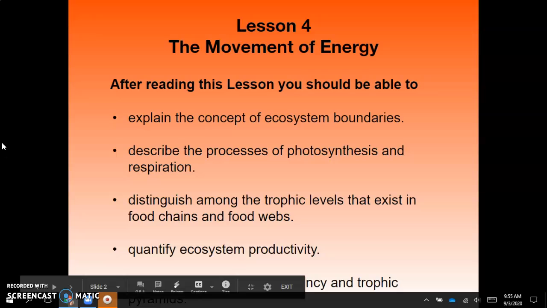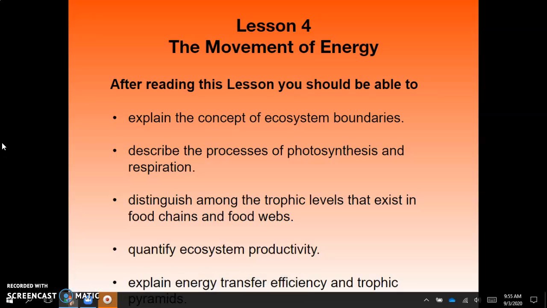So at the end of this lesson, you should be able to explain the concept of ecosystem boundaries, describe the process of photosynthesis and respiration. This is a review from biology. Distinguish among the trophic levels that exist in food chains and food webs, and we'll be doing that more in depth in our next lesson. Quantify ecosystem productivity, and then we'll be explaining energy transfer, efficiency, and trophic pyramids. Again, the trophic pyramids and the energy transfer are going to be in our next lesson, but we're going to kind of just get started with primary productivity today.